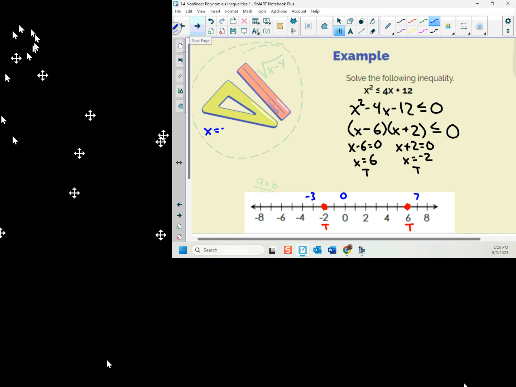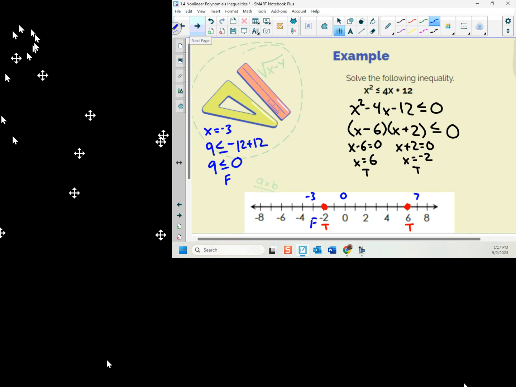When x equals negative 3, if I plug that into the original equation, I get positive 9 is less than or equal to negative 12 plus 12. That's 9 is less than or equal to 0. 9 is not less than or equal to 0. That's false. So therefore, to the left of negative 2, that interval will not be shaded.